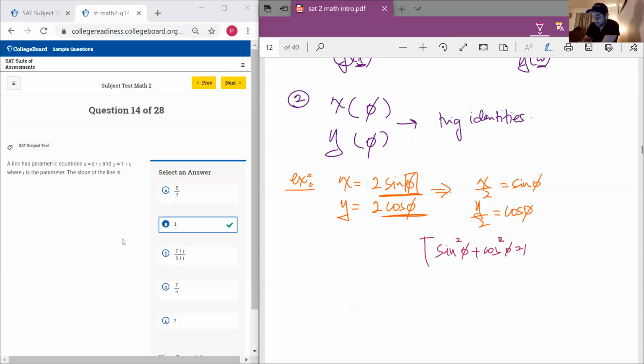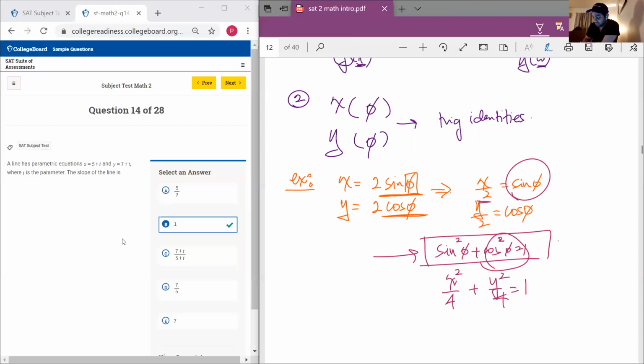If I reference back to what I was saying earlier, this is a must know. You have to know this Pythagorean identity, and sine squared is x squared over 4 plus cosine squared is y squared over 4 is equal to 1. Multiply everything by 4 and you get x squared plus y squared is equal to 4. We're dealing with a circle, right? So that's a common example of a question type of the parametric domain.